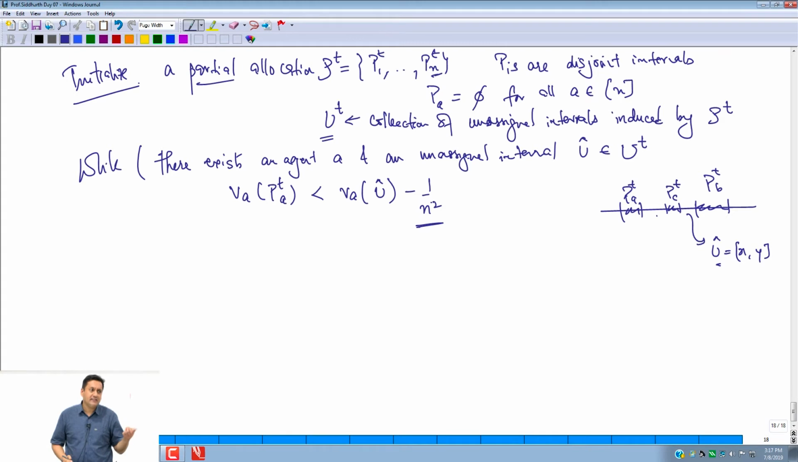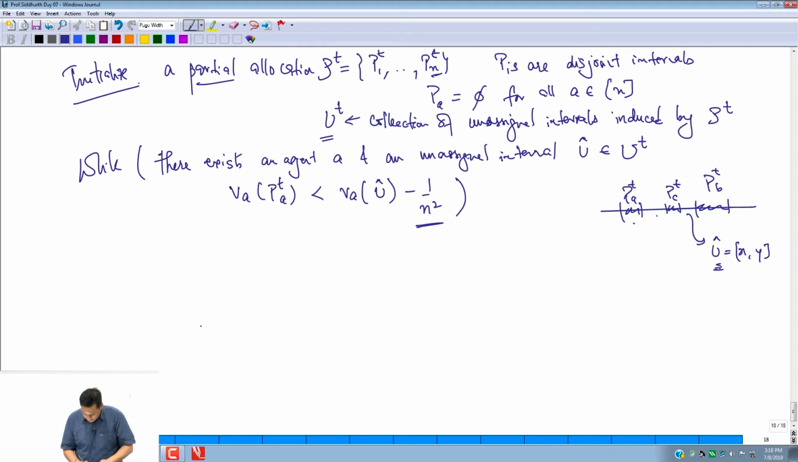The key point here is that if I do this switch, that is, PA relinquishes this piece, and this piece PA becomes unassigned and goes here, that again will continue to be a partial allocation. Even if I assign all of U hat to A, there'll still be no intersection, because U hat is an unassigned piece. So I'll keep iterating while this happens.